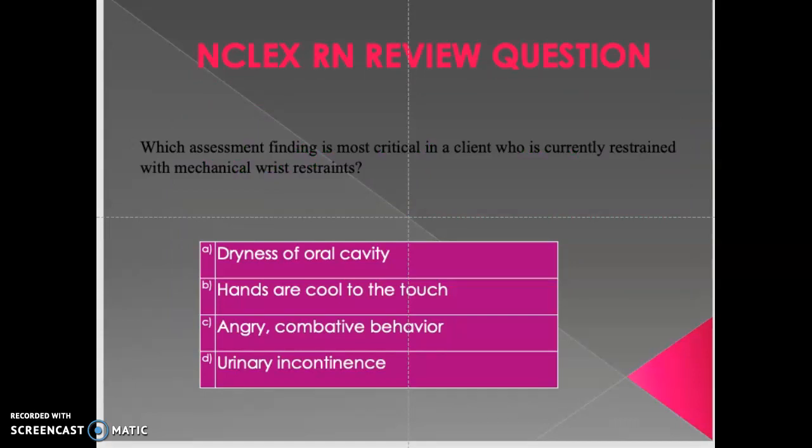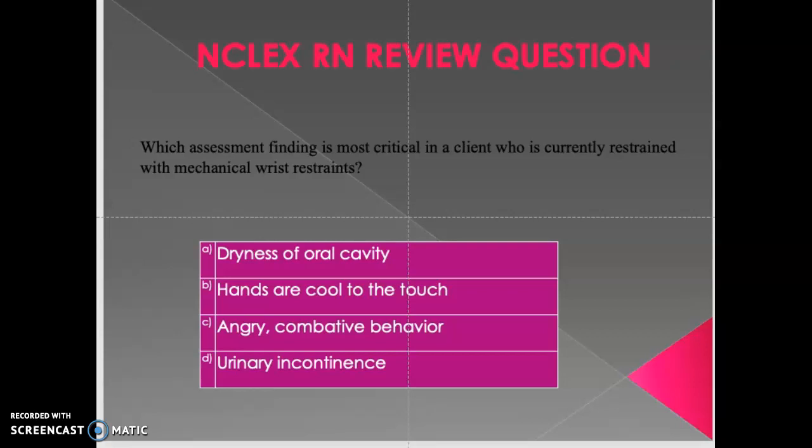Which assessment finding is most critical in a client who is currently restrained with mechanical wrist restraints? So we know the indications for restraints are patients that are combative, patients that are a harm to themselves or others, or patients that are on a ventilator, have a trach, or are trying to self-extubate due to agitation. A lot of times the doctor may order mechanical wrist restraints.